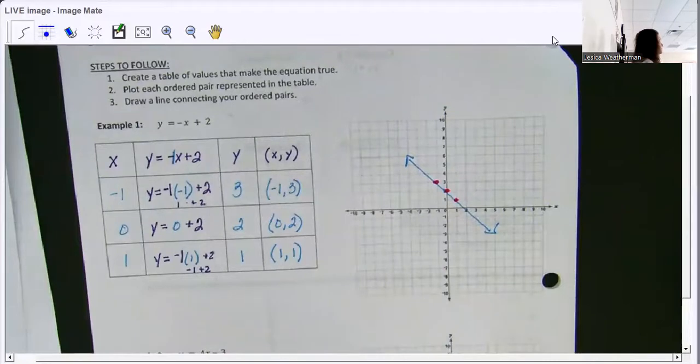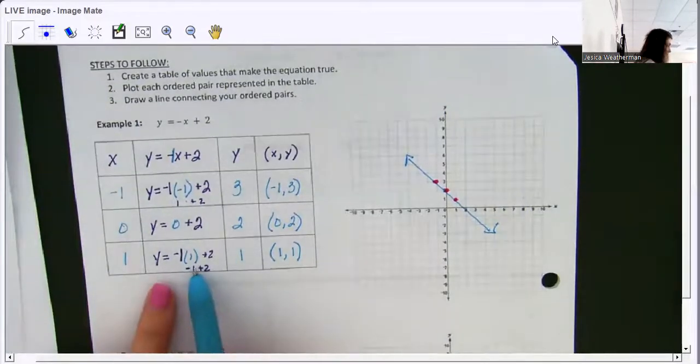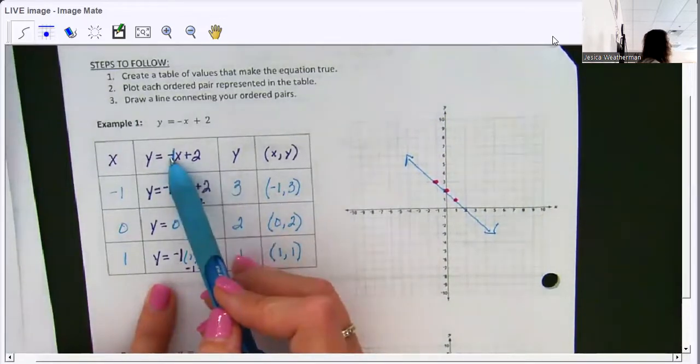Paige? It's okay. Because there's a negative right here in front of the X. Okay, no, that's okay.